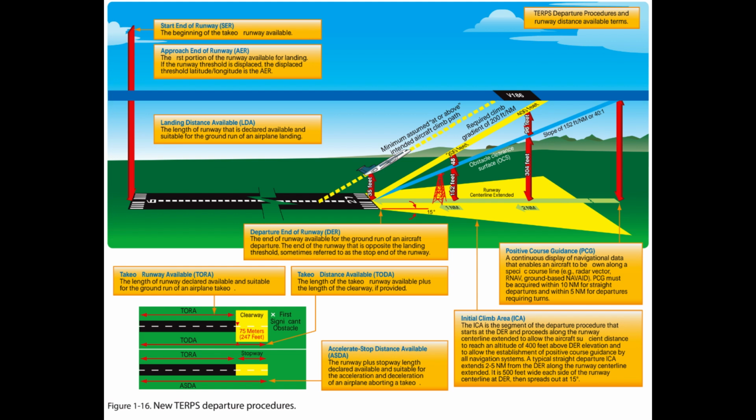Airports publish the declared distances in the A/FD section of the CS. These include takeoff runway available, TORA, takeoff distance available, TODA, accelerate stop distance available, ASDA, and landing distance available, LDA. These distances are calculated by adding to the full length of paved runway any applicable clearway or stopway and subtracting from that sum the sections of the runway unsuitable for satisfying the required takeoff run, takeoff, accelerate/stop, or landing distance as shown in Figure 1-16.